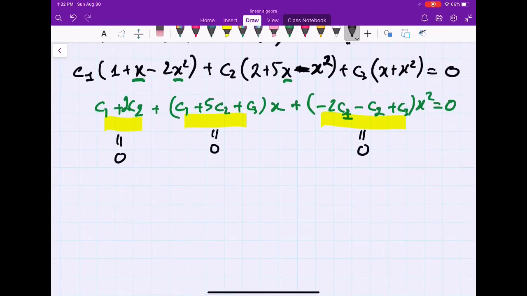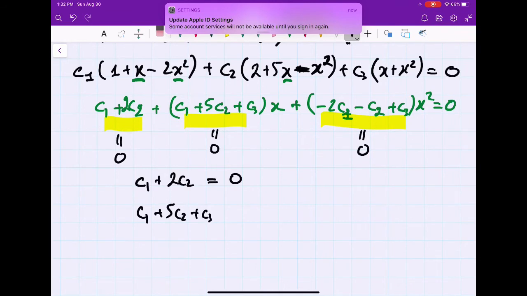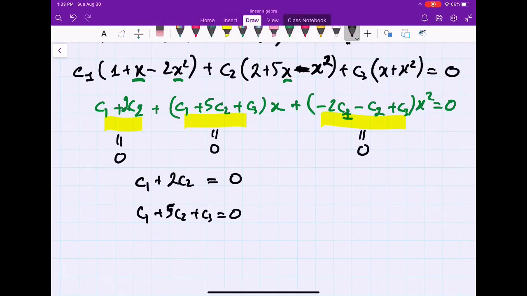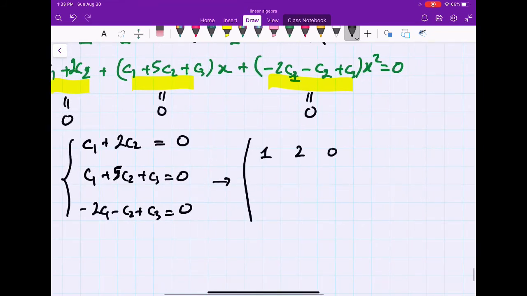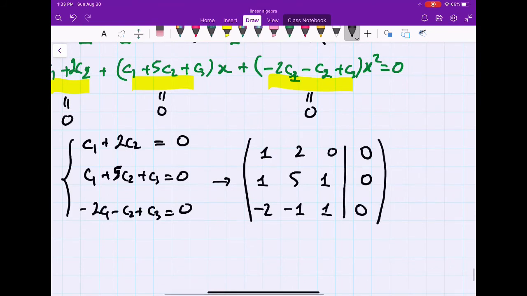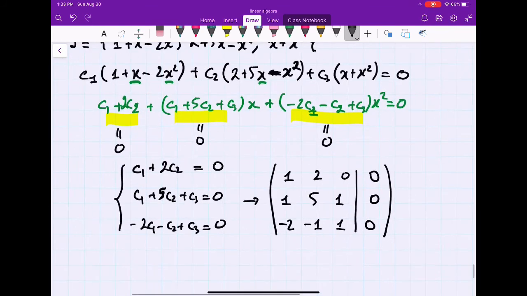So basically you have the following system. C1 plus 2C2 equal to 0. C1 plus 5C2 plus C3 equal to 0. Right? And then negative 2C1 minus C2 plus C3 equal to 0. Okay? And then you can write the system in matrix form. You have 1, 2, 0, 0. 1, 5, 1, 0. Negative 2, negative 1, 1, 0. And then you need to check if the system has a trivial or non-trivial solution. We use the determinant, right? But I think you know how to do that.